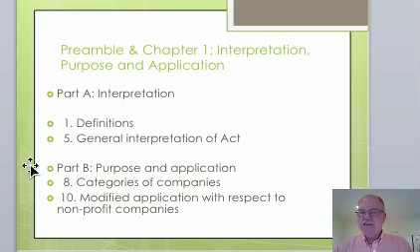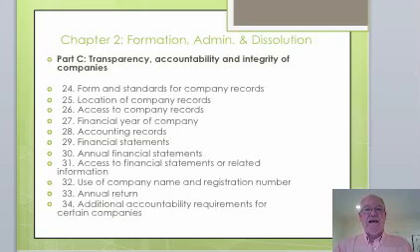8 gives you the various categories of companies. Once you've read it once, you'll understand it, and there'll be no difficulty ever again, but you just need to understand it. 10, again, a once-off exercise. You go and have a look at the modified application of this particular act with respect to non-profit companies. If you're looking at it in the context of an HOA, Section 21 company, you look at that, you understand it once, and you never have to look at it again because you'll understand, you will have marked it up. So you're knocking these things down like Skittles now.